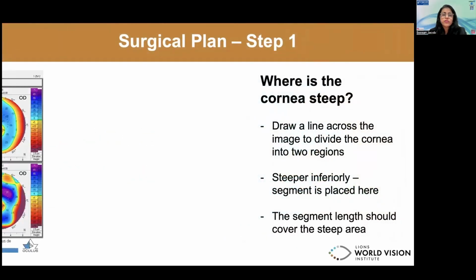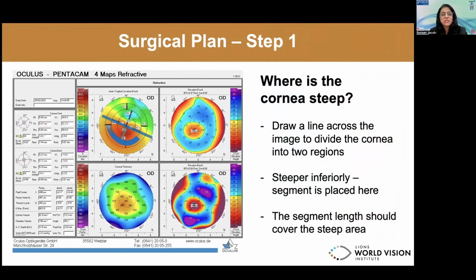Now, when you're starting out with your first case, an ideal case would be a decentered cone. So what you do is you draw an imaginary line across the Pentacam or the map to divide the cornea into two regions. And if it is steeper inferiorly, that is where you're going to place the segment. And the segment length should cover the steep area.